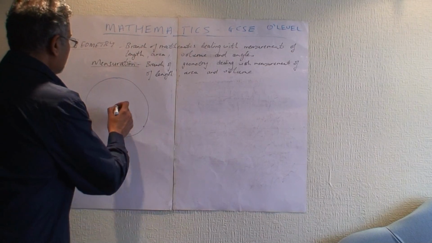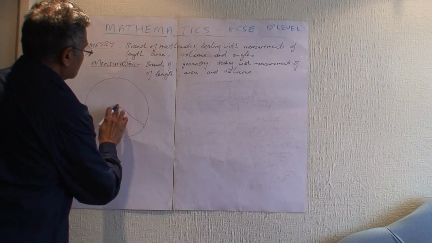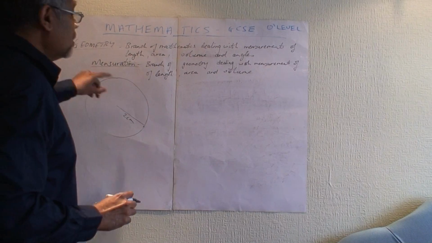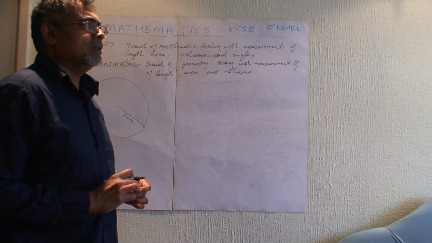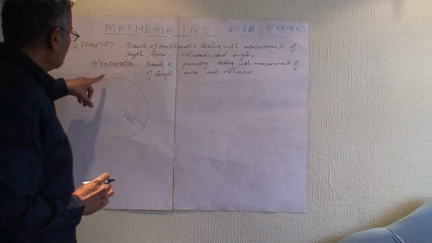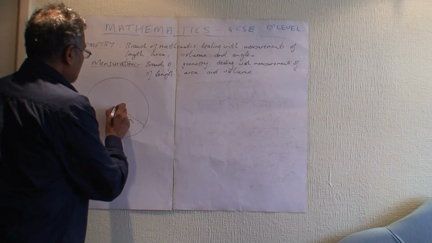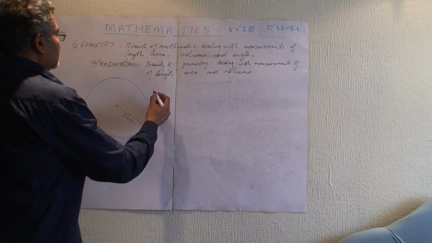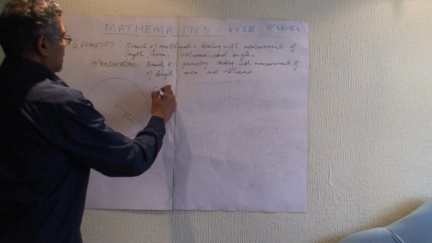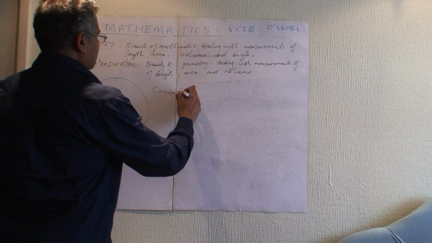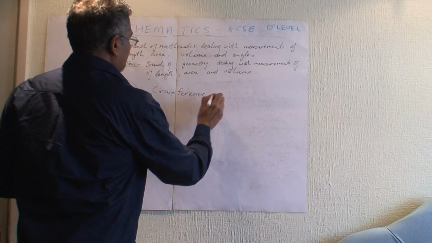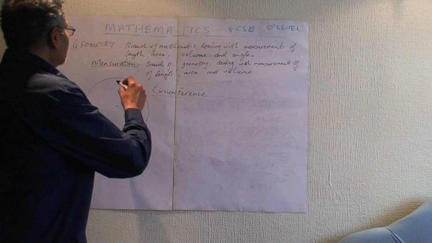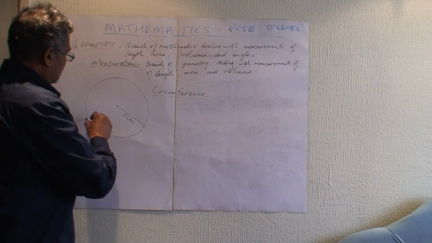Now, if we want to find out the circumference of the circle, the length of this circle, if we only have the radius, okay, but we want to find circumference. It's a long word, circumference. Okay, it means the length of the circle.